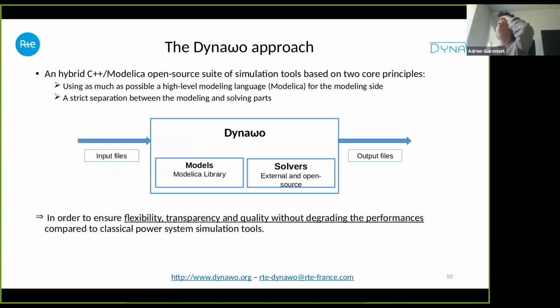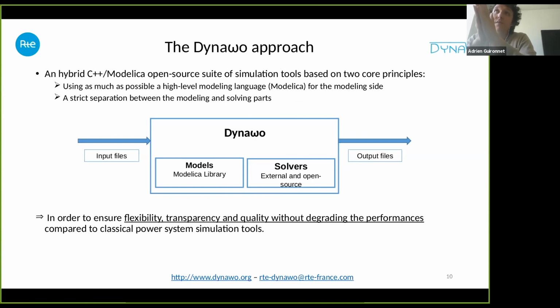And so, what we do here now in Dynawo, and what we try to manage to do, is developing on this basis a complete suite of simulation tools, hybrid C++ Modelica, while keeping two core principles in the tools. The first one is trying to use as much as possible Modelica and just keeping C++ for a few components. I will give you a bit more details later on. And also keeping the strict separation between modeling and solving parts. So the idea is still to ensure flexibility, transparency, and quality.